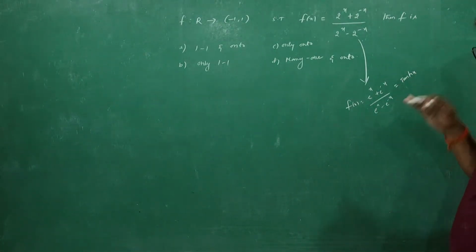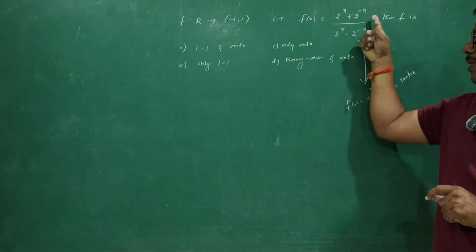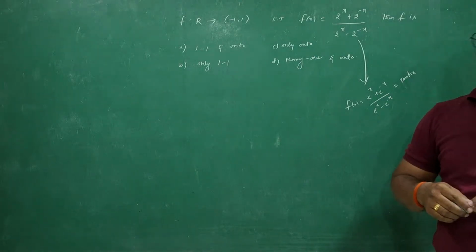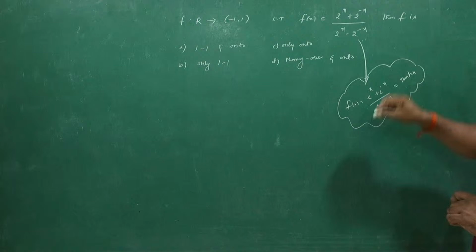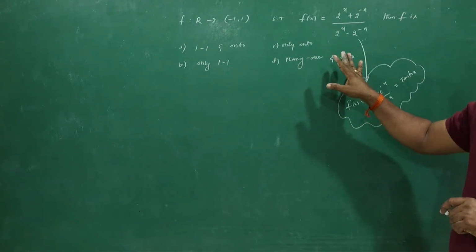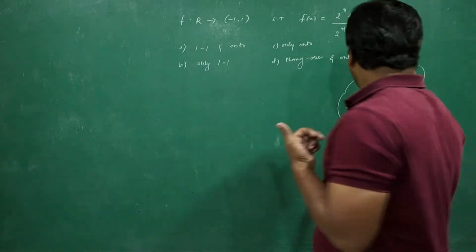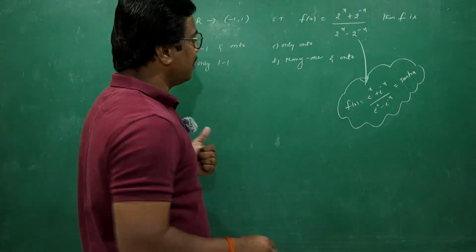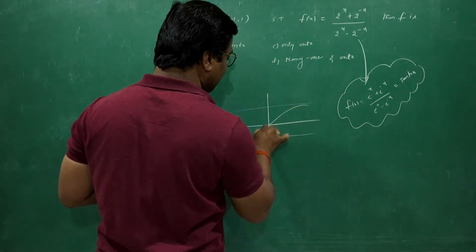So in the same model you will get the graph of 2 power x plus 2 power minus x by 2 power x minus 2 power minus x. If you are familiar with the graph of the hyperbolic function tan hx, then the question will be solved within a fraction of seconds. I know the graph of tan hx. You will get the tan hx graph in this way.